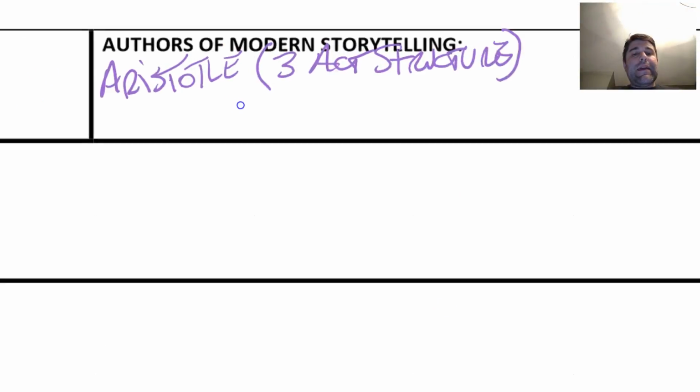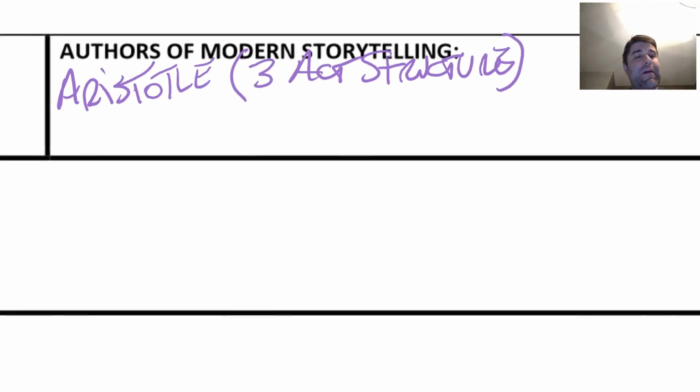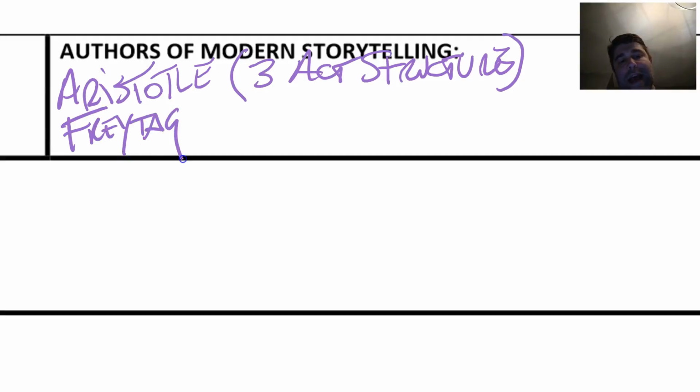Then we got a guy by the name of Freytag. That's his last name. Freytag came up with this weird diagram. It almost looks like a pyramid, and it's actually called Freytag's pyramid. Kind of looks like that, and we're going to draw something a little like that a little bit later. But this is called the Freytag's pyramid. It's called the arc plot.